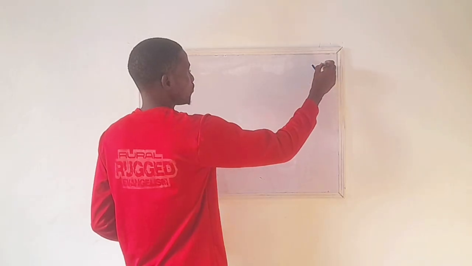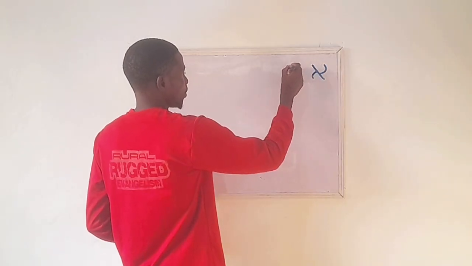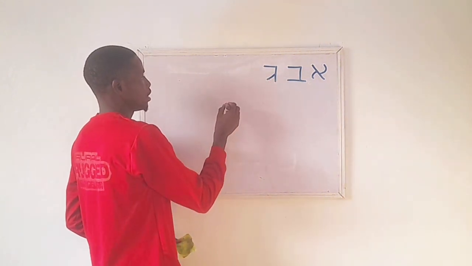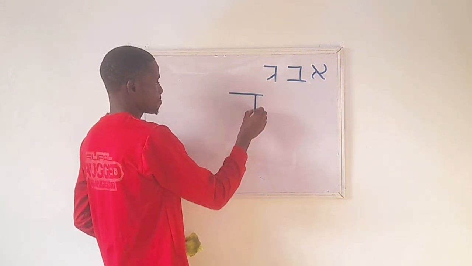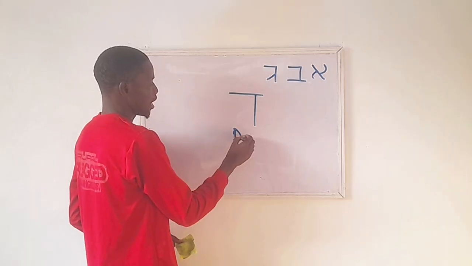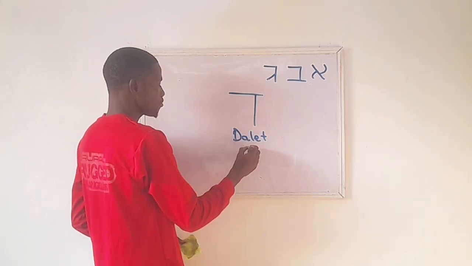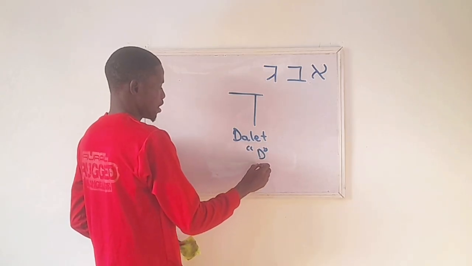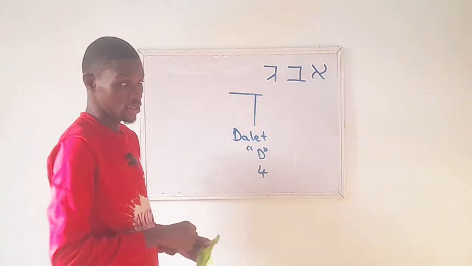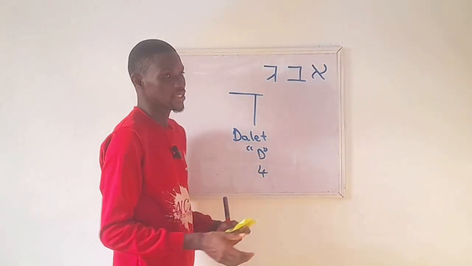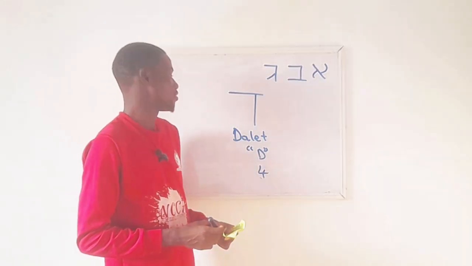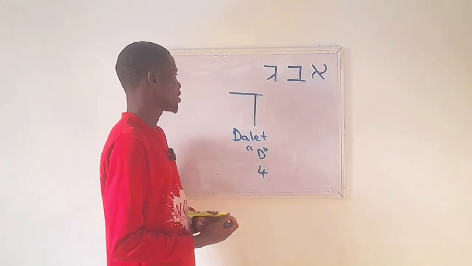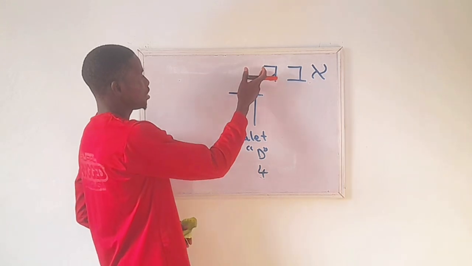We have Aleph. We have Vet. We have Gimel. The next one is Dalet. The English equivalent is D, and the numerical value is 4. It makes the door sound. Dalet. From here we have the word da. Alright? Dalet. And now we have written Gimel.